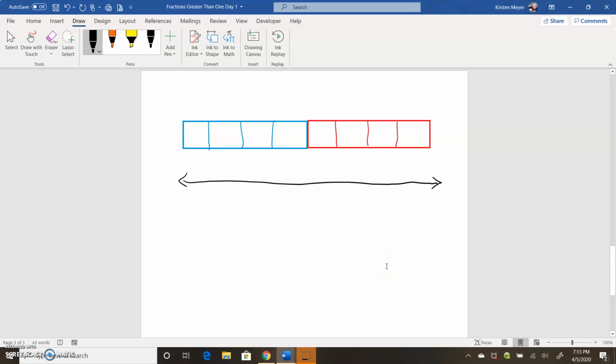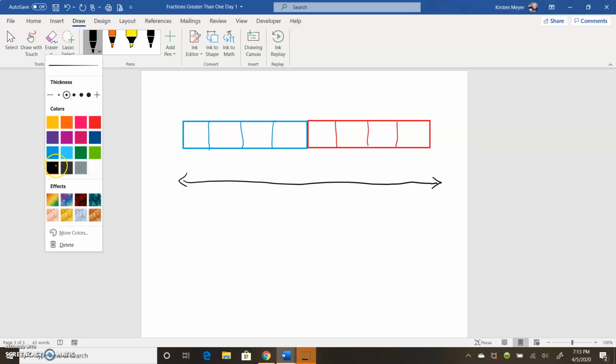Okay guys, so let's do a quick review and see how you did. When we are looking at our fractions, we know that we can have shapes. And our shapes right here that we see are divided into equal parts. 1, 2, 3, 4. And then I have another shape that also has 1, 2, 3, 4.